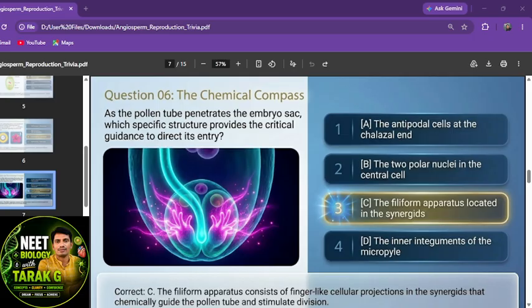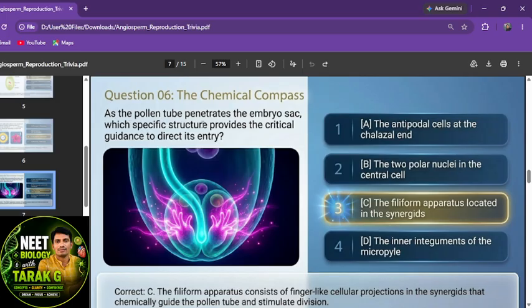Today we're going to start a few more objective discussions. Yesterday's five were completed from the flowering plants. Now I'm going to discuss a few more objectives which are essential in the NEET. So we'll start it now.